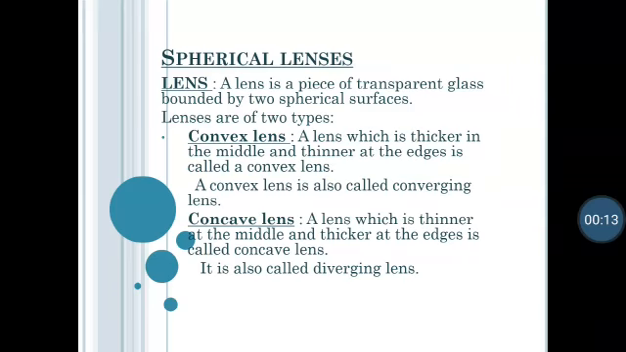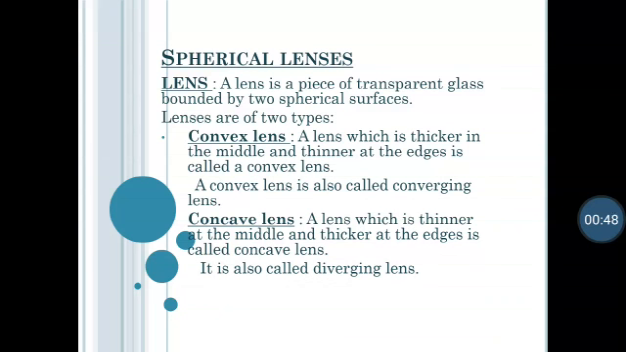Today we are going to discuss the topic spherical lenses or simply lens. A lens is a piece of transparent material which is bounded by two spherical surfaces. It is of two types, convex lens and concave lens. A convex lens is that lens which is thicker at the middle and thinner at the edges. Convex lens is also called converging lens.